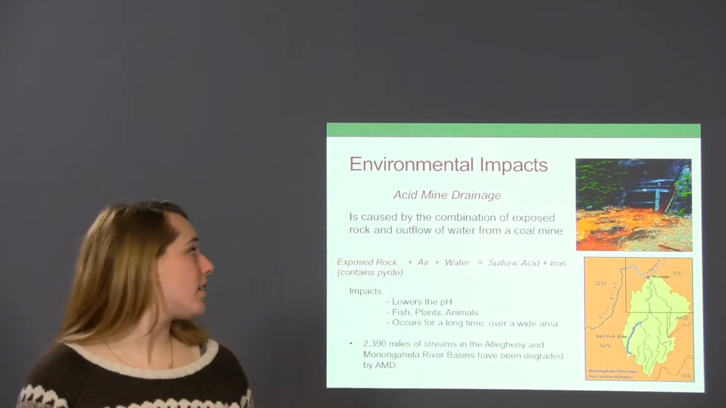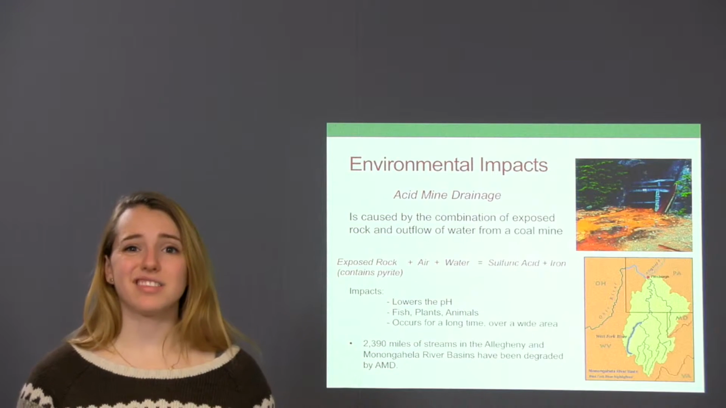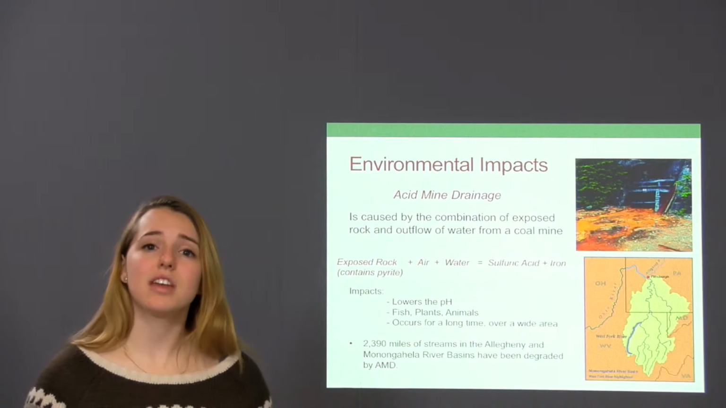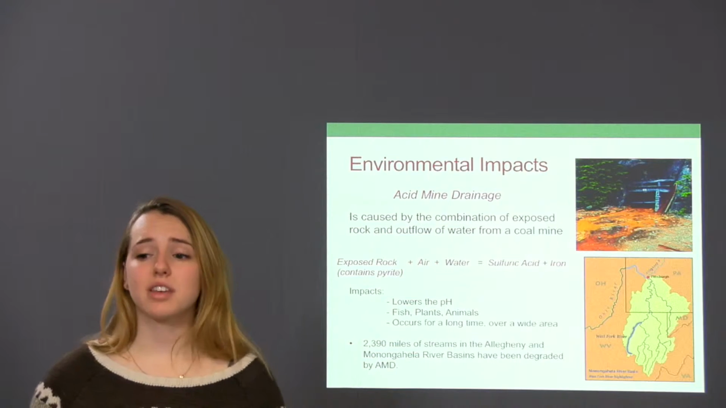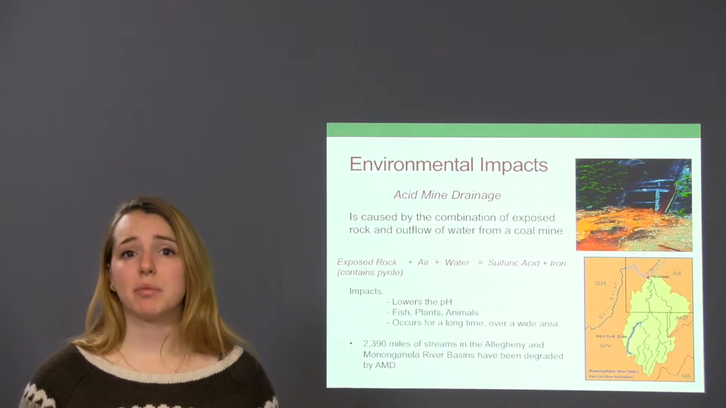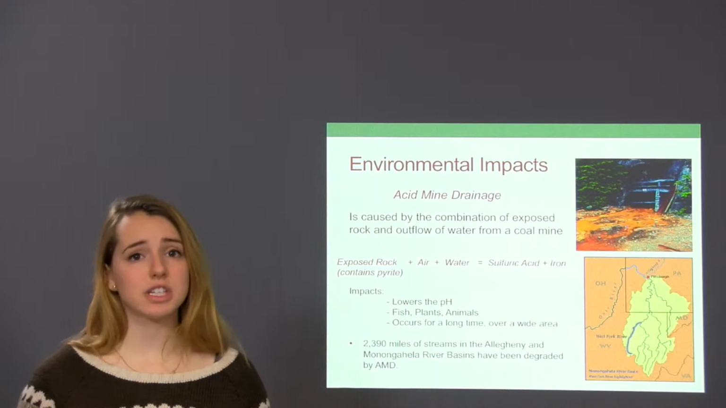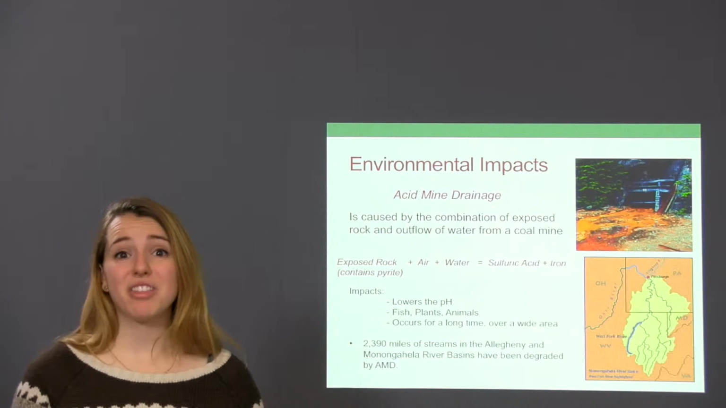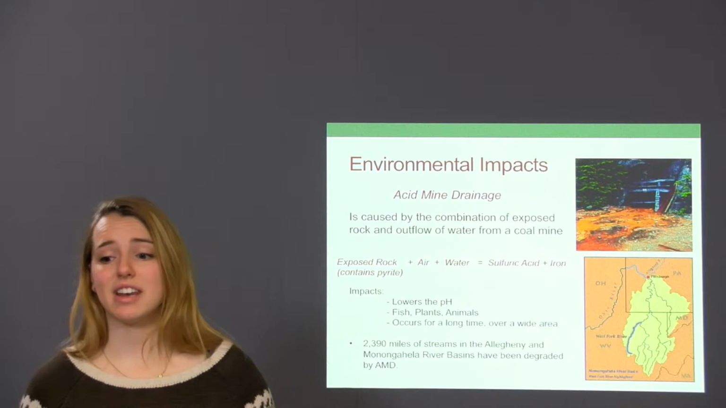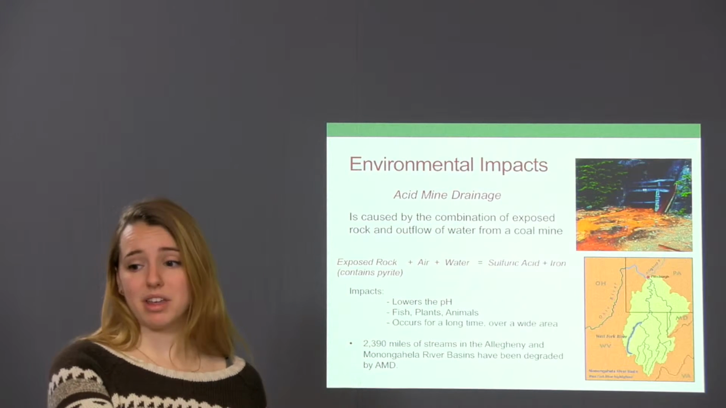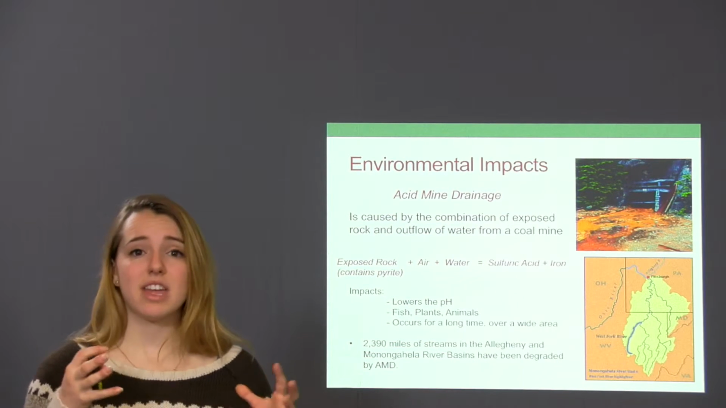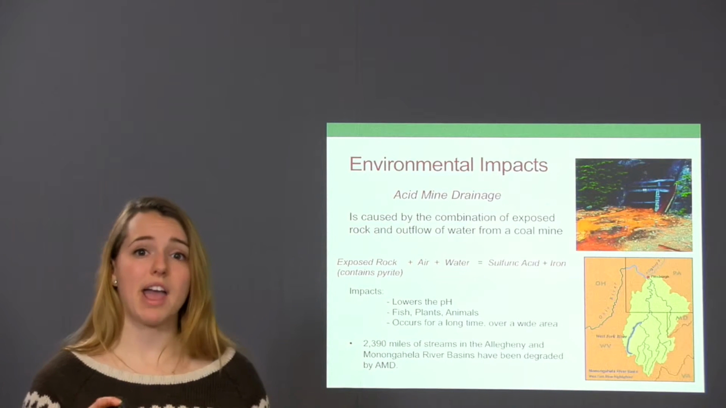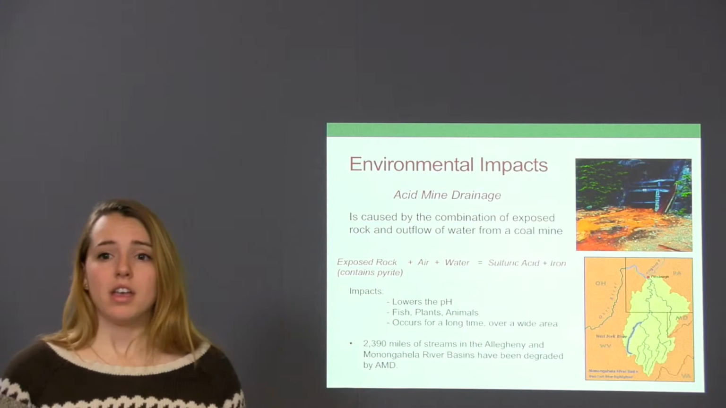Another thing to note about this is that it's very impactful in the sense that it doesn't all happen at once. This can happen over a long time span. It can just continuously happen from the exposed rock in the mine. I just want to point out that there are about 2,390 miles of stream in the Allegheny River Basin that have actually been destroyed by acid mine drainage.